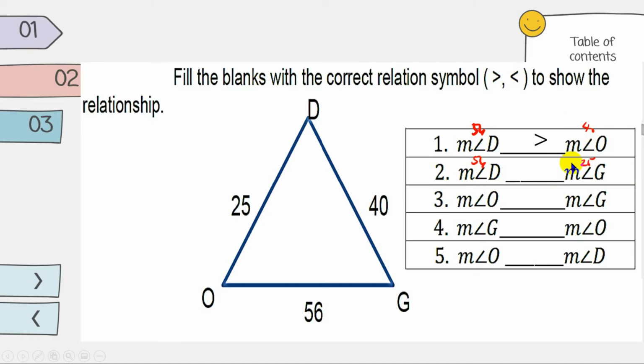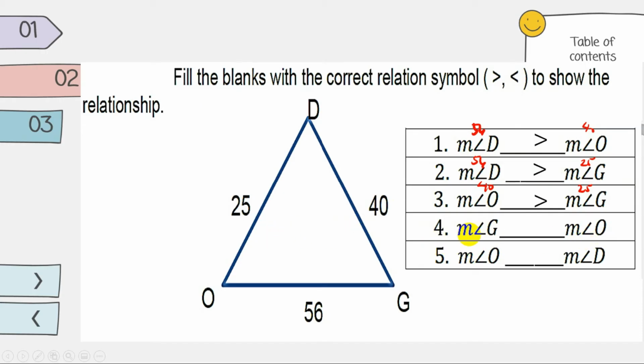So, 56 and 25, when compared, 56 is still bigger. So, greater than pa rin po ang gagamitin. Third one, measure angle O. Again, ang side opposite to it is 40. For angle G, ang side opposite to it is 25. Mas malaki pa rin yung 40, kaya po, greater than po ang magiging sagot.